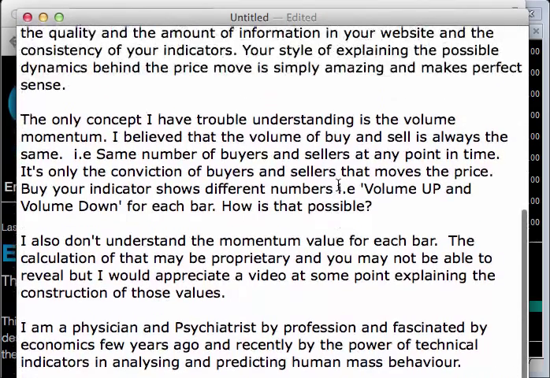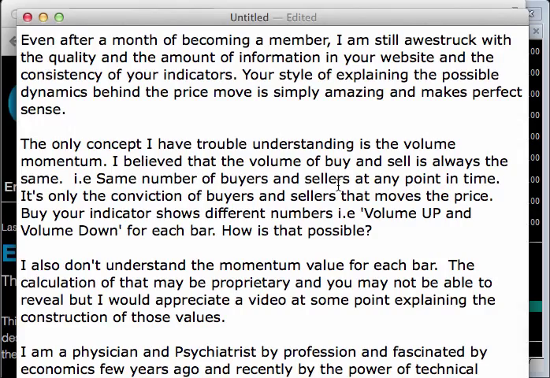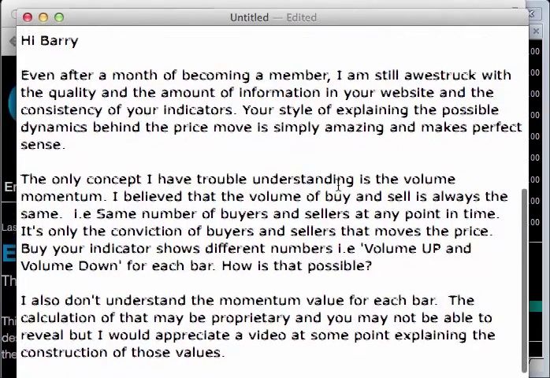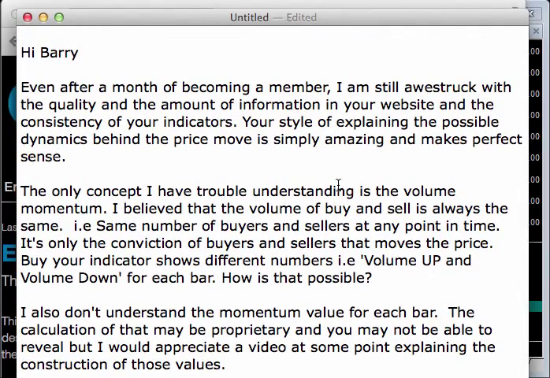So no, I can't reveal any details about the actual specifics of how the momentum indicator is calculated. But let me tell you this: you kind of hit the nail on the head, Madhu. The volume of buys and sells is always the same, but it's the conviction of the buyers and sellers that moves the price, and that's the point. Whether the trade happened on an uptick or a downtick kind of measures demand and supply.